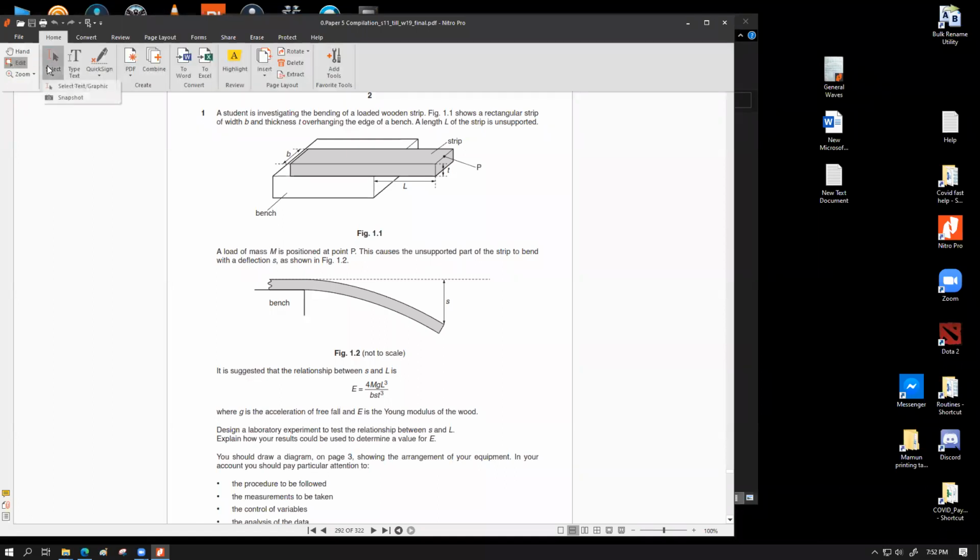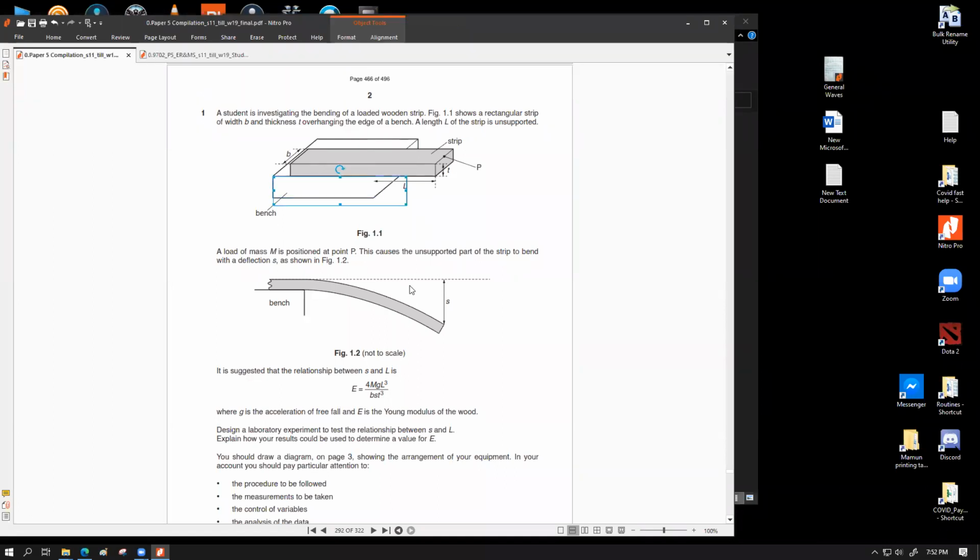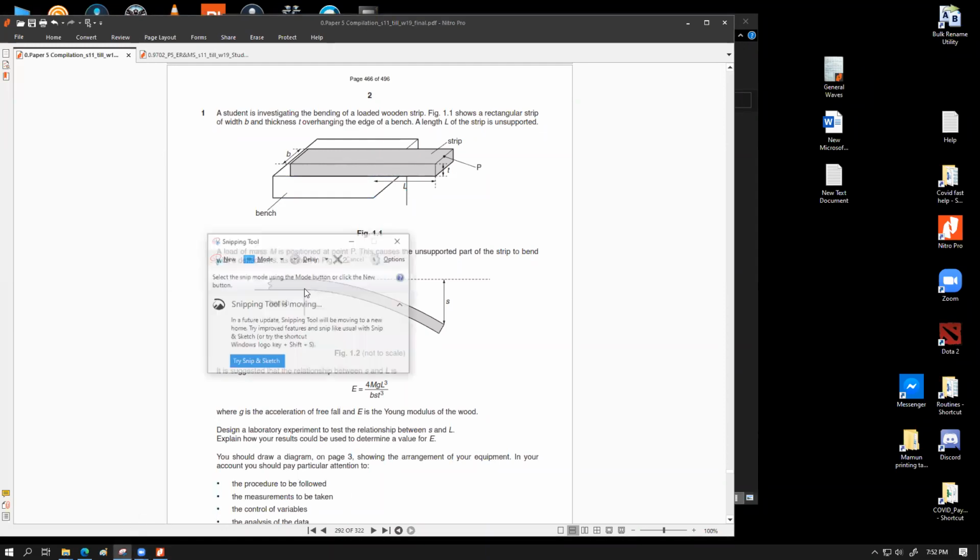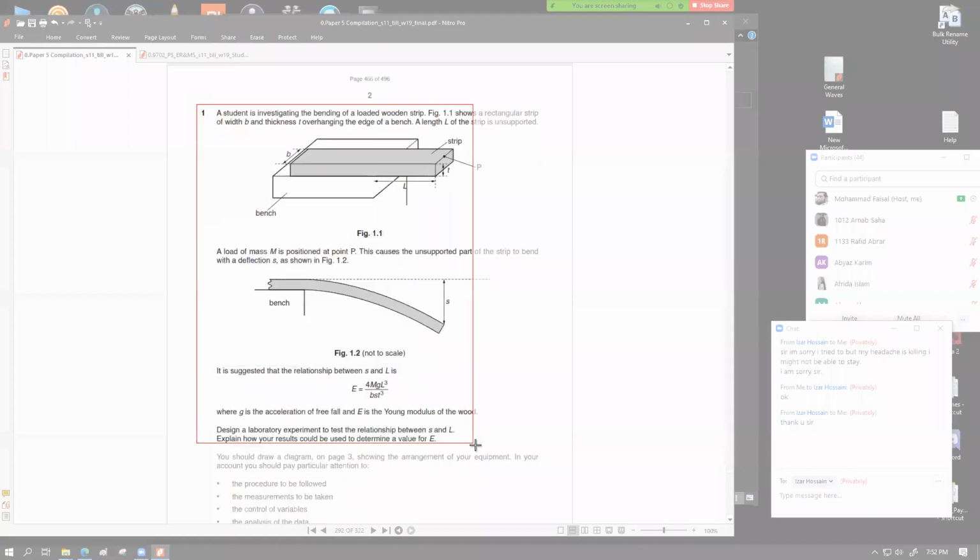I cannot select this. Why can't I select this image? Oh, so this is not selectable. Okay, we have the snipping tool. Snipping tool helps.